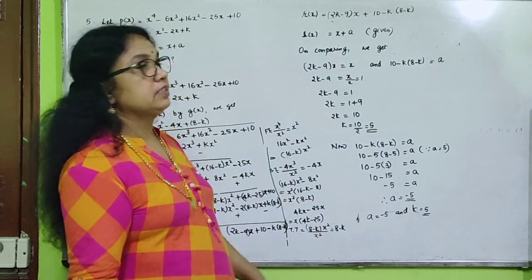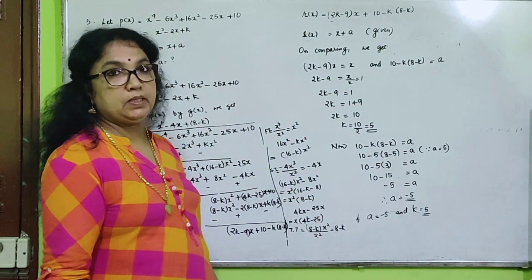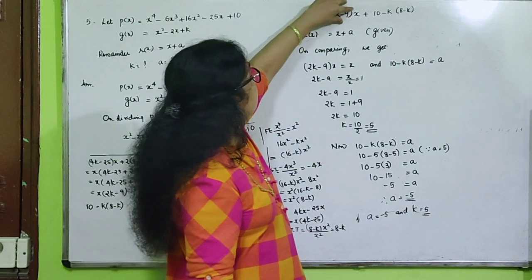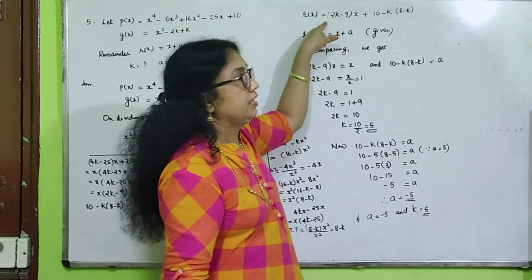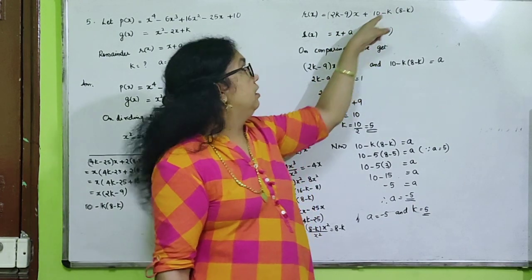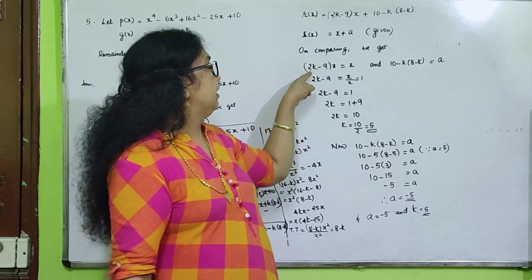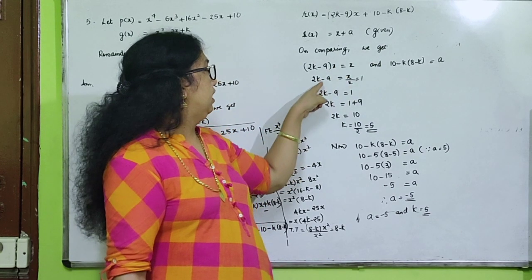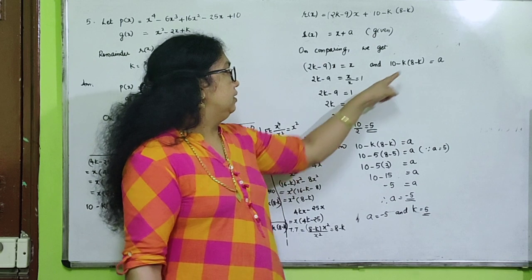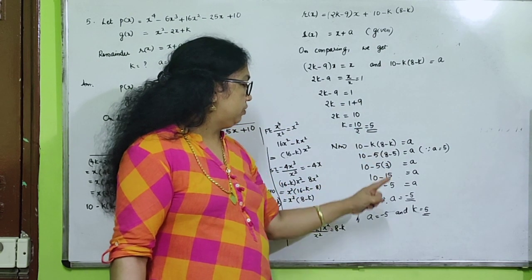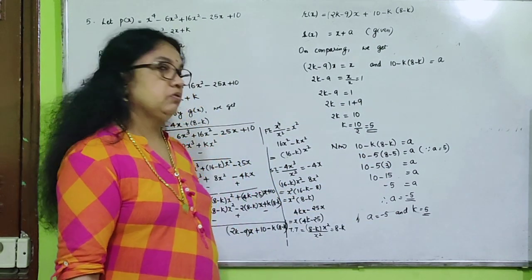But in the question it is given the remainder is x plus a. So this term is x, this term is a. This is the term containing x, and this will be a. So comparing, we got the values of x and a. Then from that, on simplification you got the value of k. In the second equation we substituted k's value, and you got the value of a also.